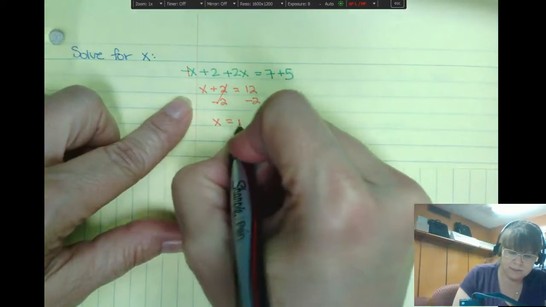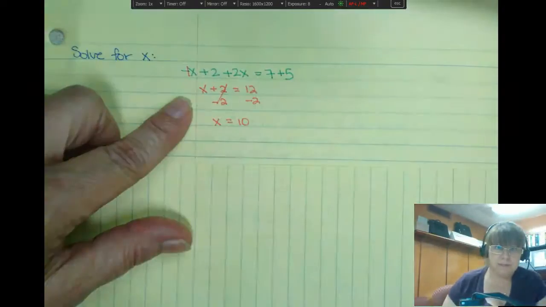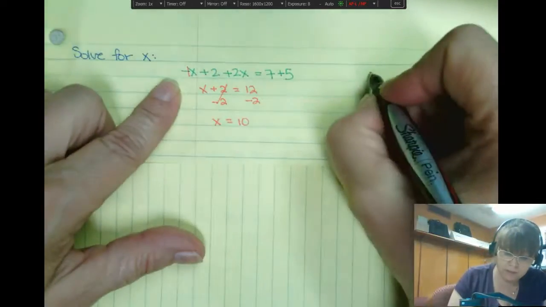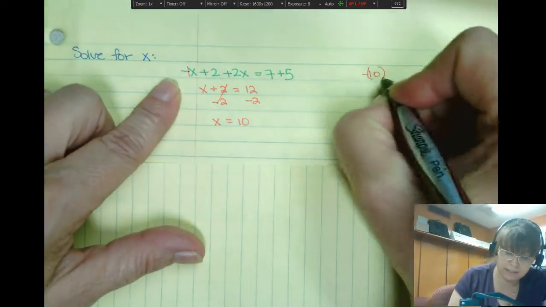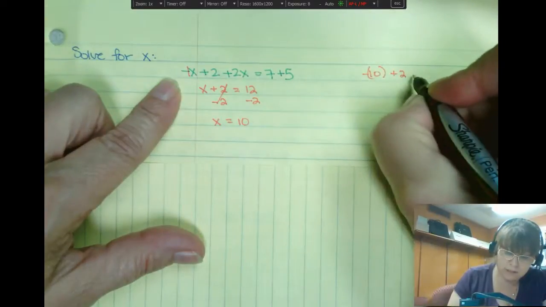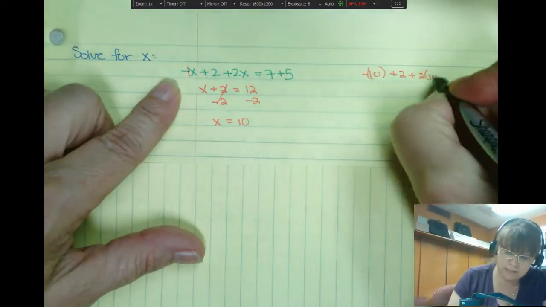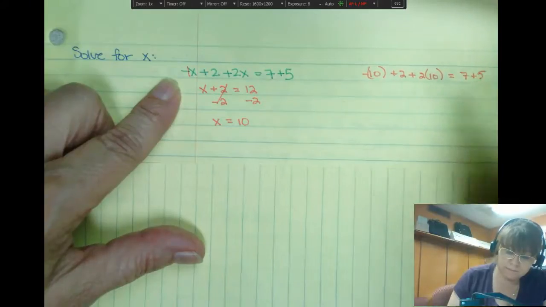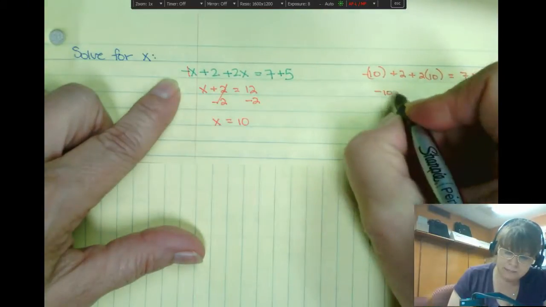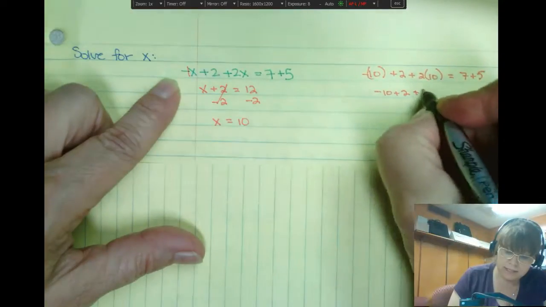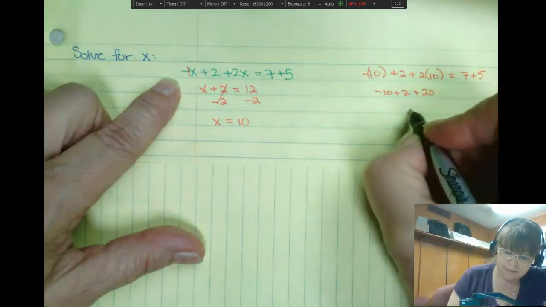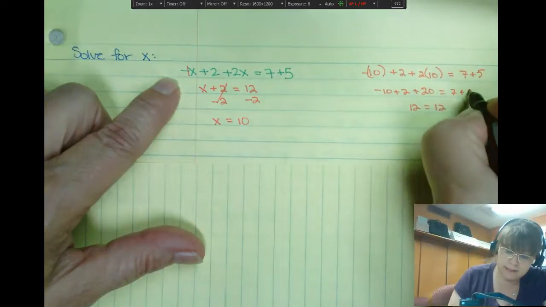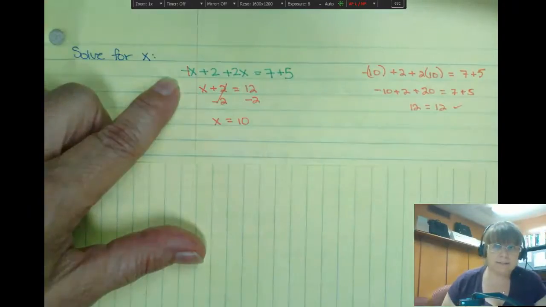x equals 10. Again, plug it into the original problem. So negative 10 plus 2 times 10, does it equal 7 plus 5? Negative 10 plus 2 plus 20 is 12, equals 12. Yes, indeed, it works.